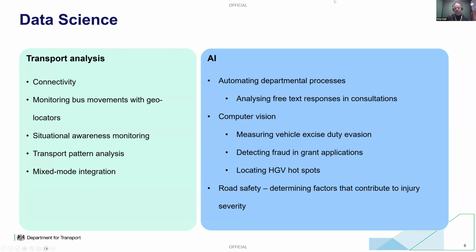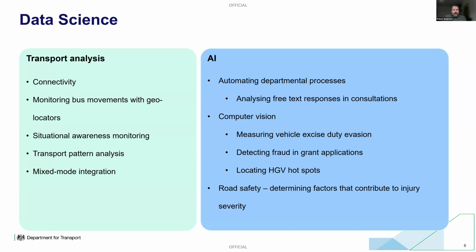We've also got a number of projects in the computer vision area. We're doing things like trying to measure vehicle excise duty evasion and detect fraud in grant applications. We have a very interesting project using aerial imagery to help us understand how HGVs tend to move around the country, to help us plan the rollout of charging infrastructure for when electric HGVs become more prominent on the roads. And finally, we have an interesting project looking at road safety, where we're trying to understand the key drivers that impact the severity of injuries caused during traffic accidents. Thanks, Rob. Back to you.